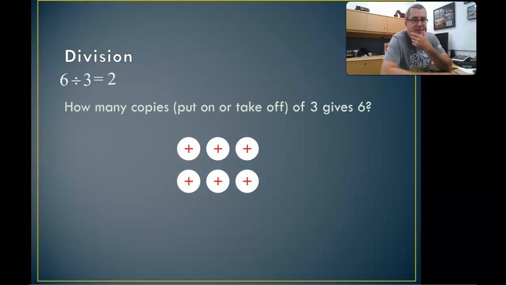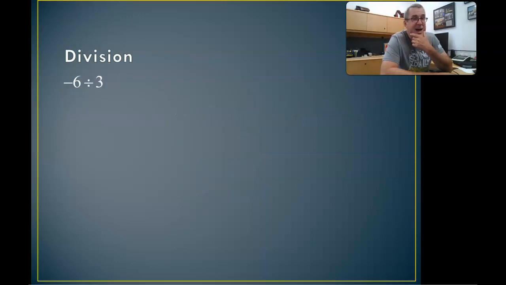Now, just to connect, this said, how many copies of 3 did it take to make 6? 2 copies of 3 made 6. This one says, how many copies of 3 does it take to make -6? Now, pause the video. Bust out your virtual manipulatives, play for a little bit, engage in the productive struggle. Come on back when you're ready.